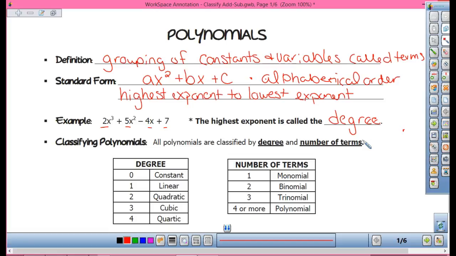Okay, if there's only 3 terms, it's a trinomial. 2 terms is a binomial. And 1 term is a monomial.